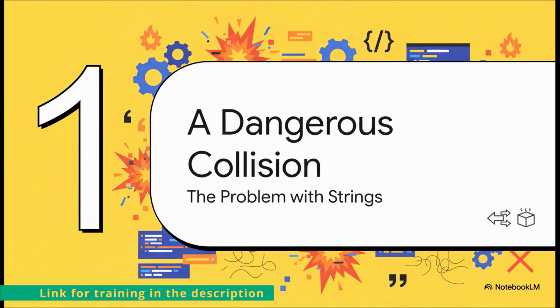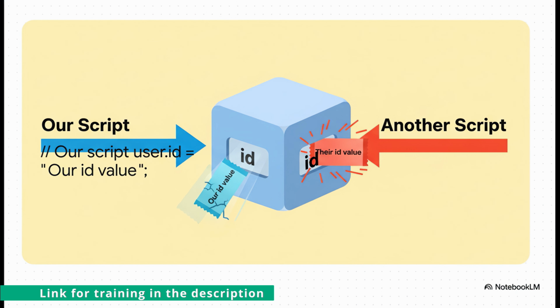So what's the real villain here? Well, a lot of the time it's just a simple property name collision. You see, when we use plain old strings as keys for object properties, we're basically playing with fire in a shared space. Let's see exactly what that looks like. Okay, so check this out. It's a super simple example, but it shows just how dangerous this can be.